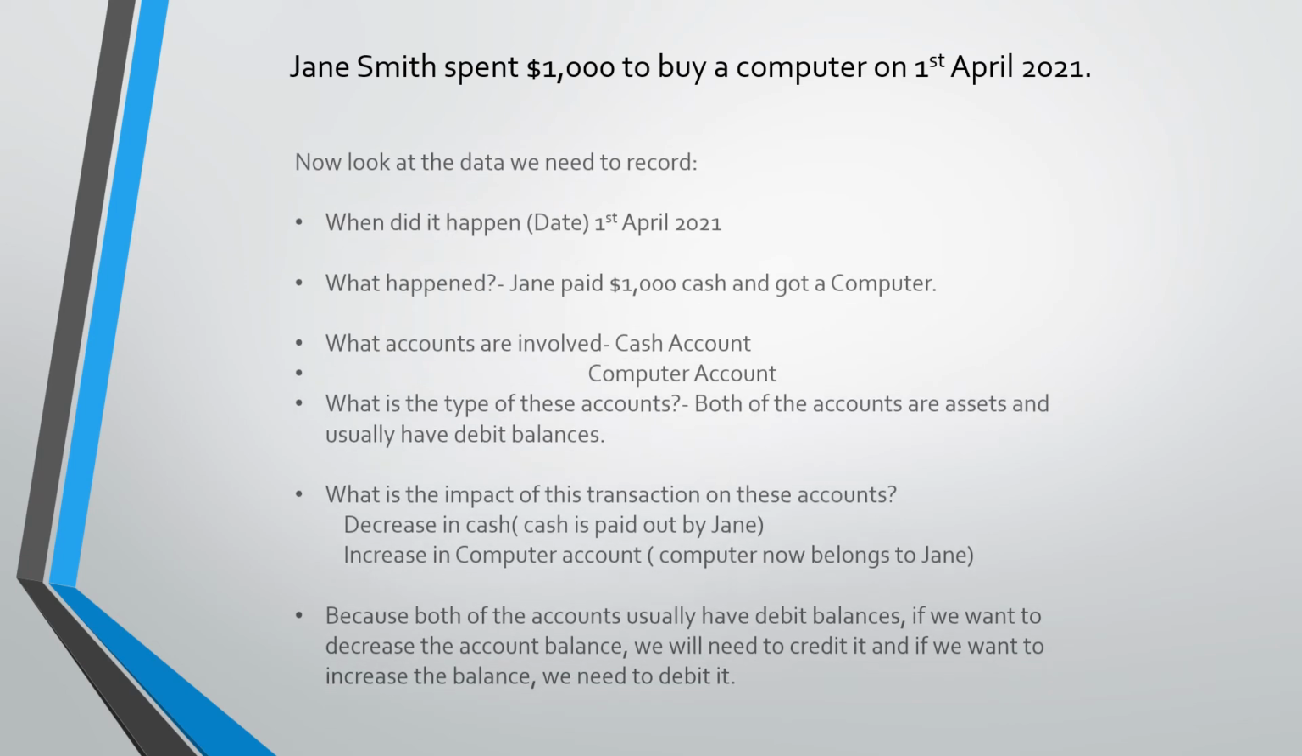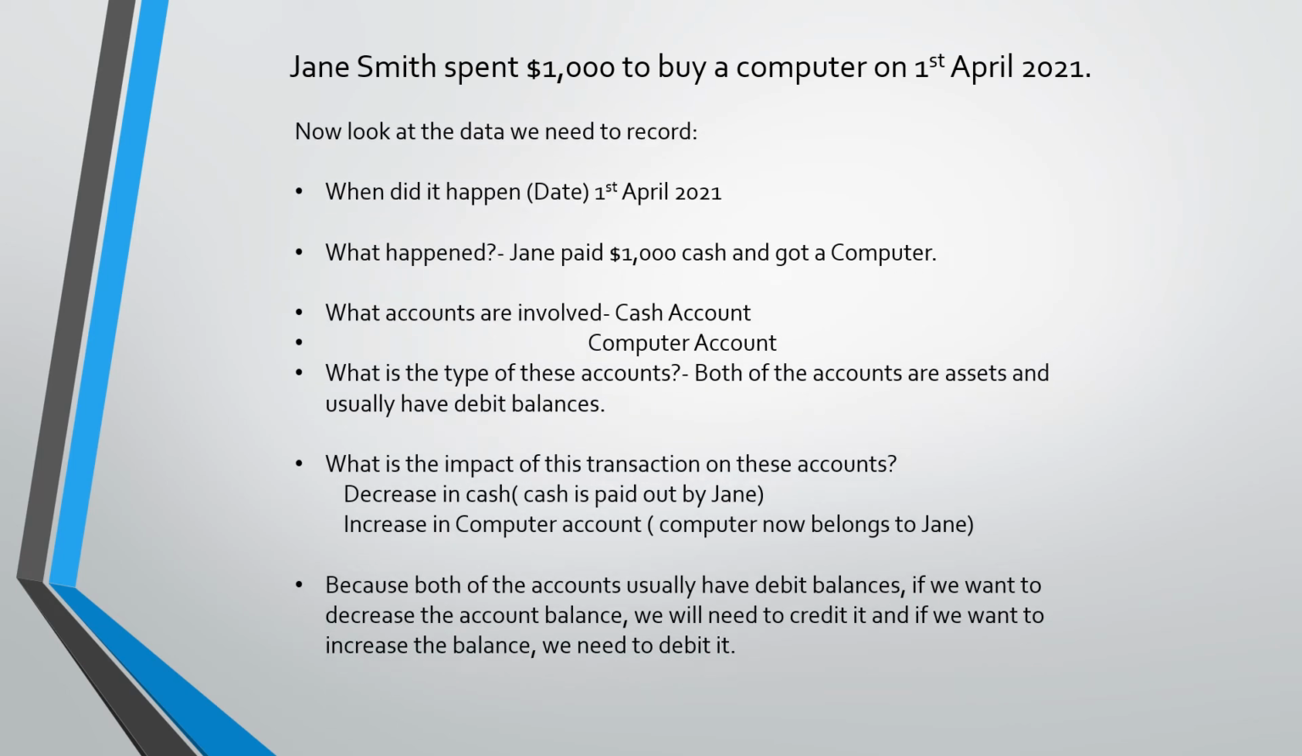Now just to revise what we talked about, the date of the transaction is 1st April. Jane paid $1,000 and she got a computer. Now the accounts involved are the cash account and the computer account. The type of these accounts is asset. Both of these accounts have debit balances because we know assets have debit balances.